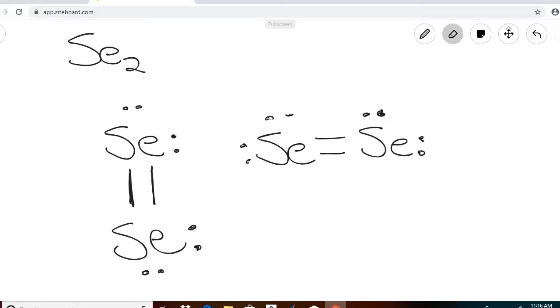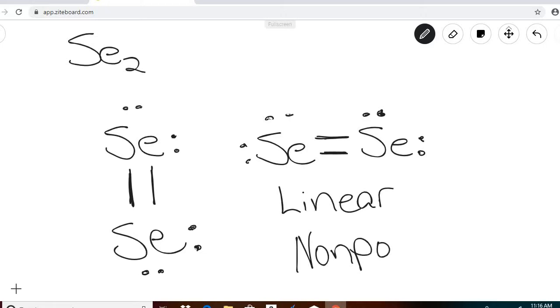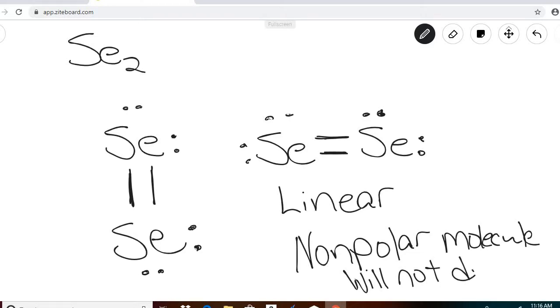So this shape is considered linear, and because these are the same atoms, neither one is going to pull any harder than the other one, so this would be a non-polar molecule, or purely covalent. Purely covalent means the same thing. And non-polar does not dissolve in water, so it will not dissolve in water. Okay, so that completes number 1D.